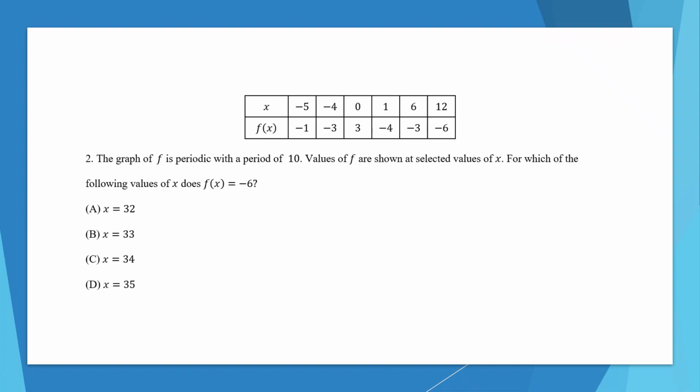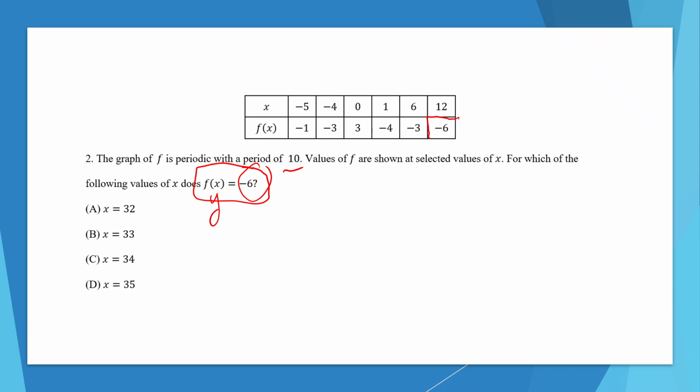Question number 2, f is periodic with a period of 10. Values of f are shown in the table. For what value does f of x equal -6? So this is not talking about when -6 is our x value. It's talking about when -6 is our y value. Remember, f of x is the same thing as y in an xy table. So here we want to see what value of x makes y equal to -6.